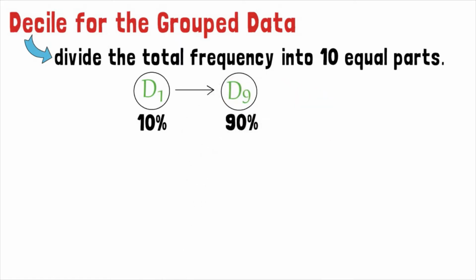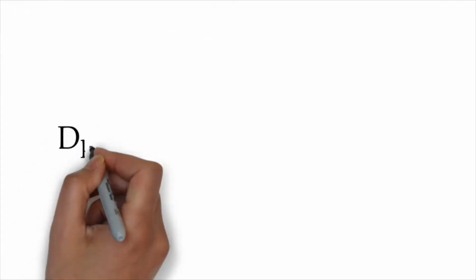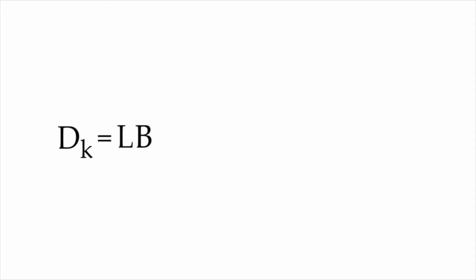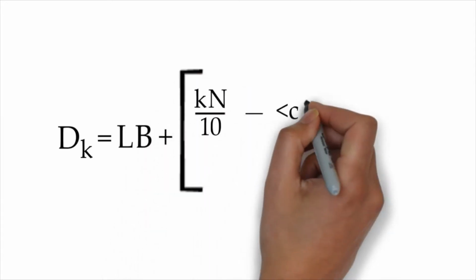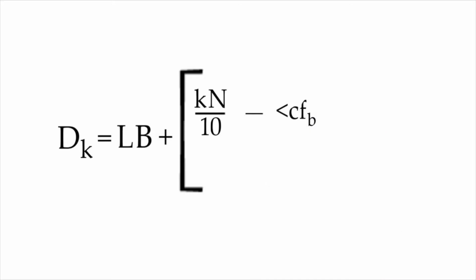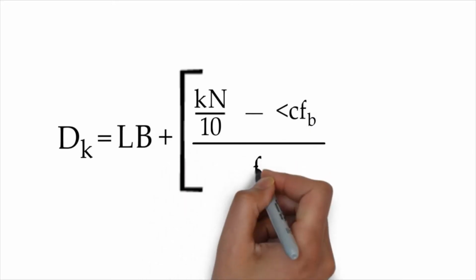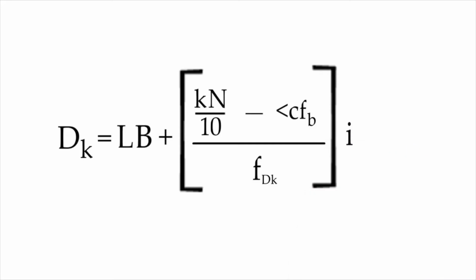So the formula that we will use in computing for the decile is D sub k equals the lower boundary plus the quantity k times n divided by 10 minus less than cumulative frequency below, divided by the frequency of the D sub k class, times the interval.